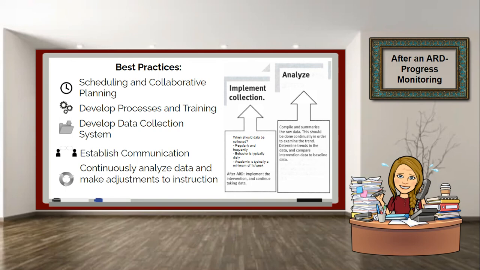Finally, continuously analyzing the data and making adjustments to the instruction is best practice. One way to ensure that instruction is being successful is to compare the new data to the baseline data collected before the ARD. If progress is not occurring, even if it is minimal, then it is advised to reconsider the IEP.